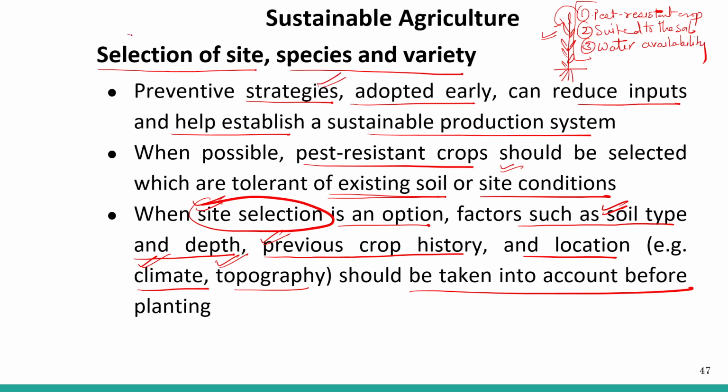species. So the first and utmost important thing is the selection of site. And the factors that we must know for the selection of site are soil type, depth of the soil, previous crop history, and location, and location means climate and the topography of that particular place.